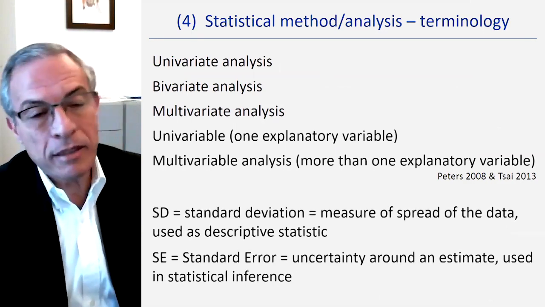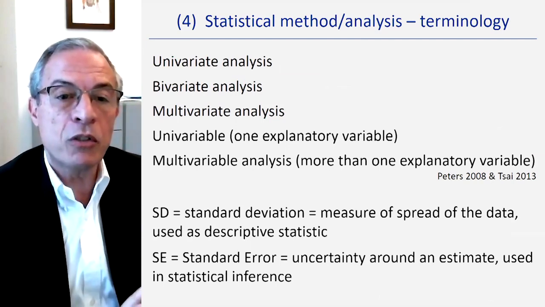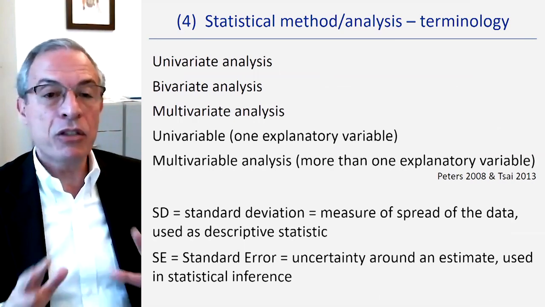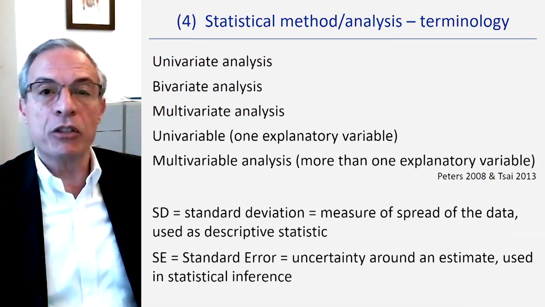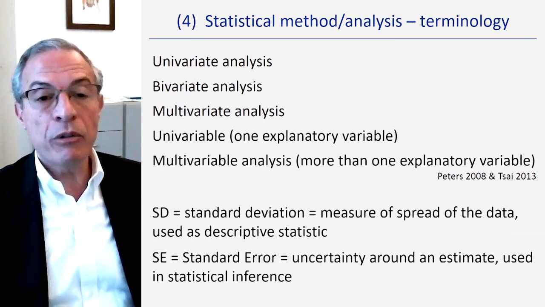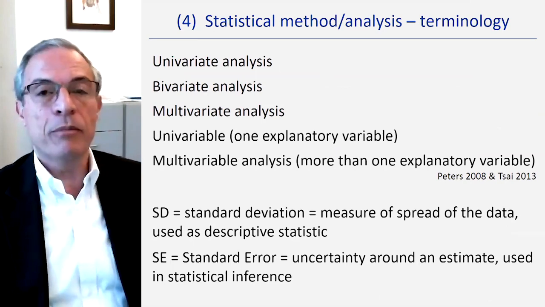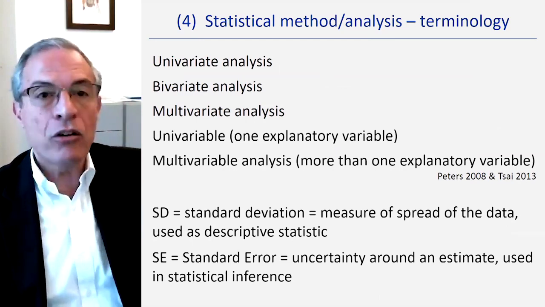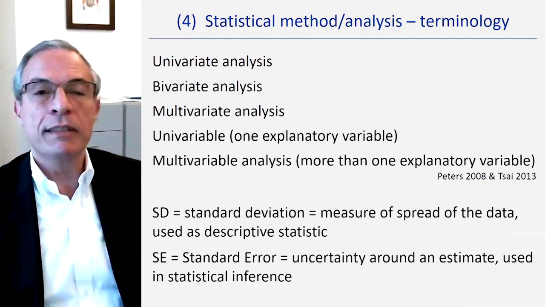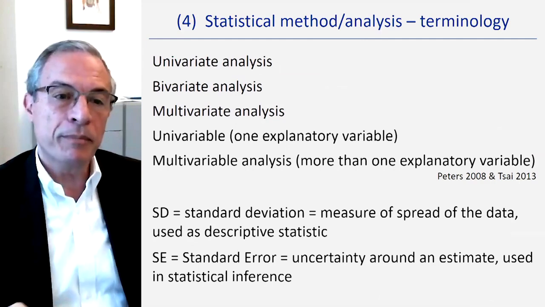And I was just saying about standard deviation and standard error. Just be clear that standard deviation measures the spread of the data. It's used as a descriptive statistic. It just says the data is spread this much. That's it. Standard error is about an uncertainty around an estimate. It is used in statistical inference. You're trying to estimate something, and you're getting the standard error of that estimate in order to get, for example, a confidence interval. And that's very different, that's not the spread of the data. That's the standard deviation.